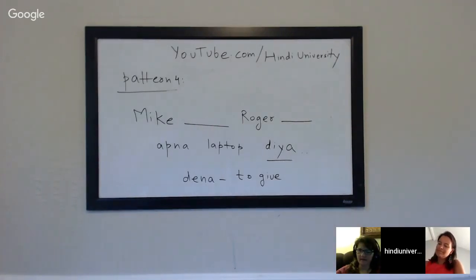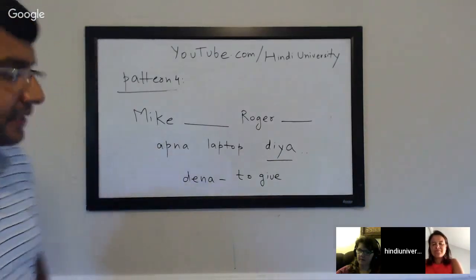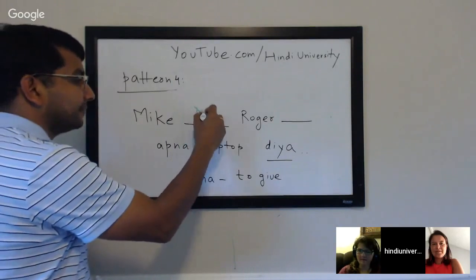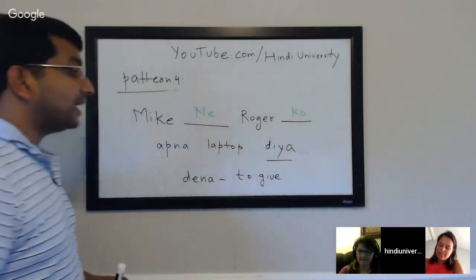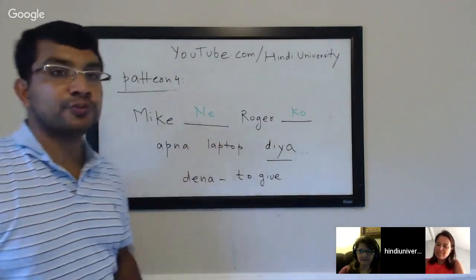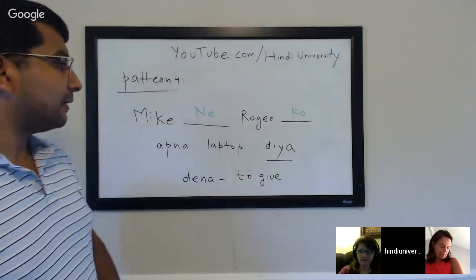Now let's see if you can take a guess. Okay, so you're right, Iran. So the first one is again Mike ne. Okay, Roger ko apna laptop diya. This one is a bit difficult because both of the post positions can be tricky. Okay, but think about it this way.